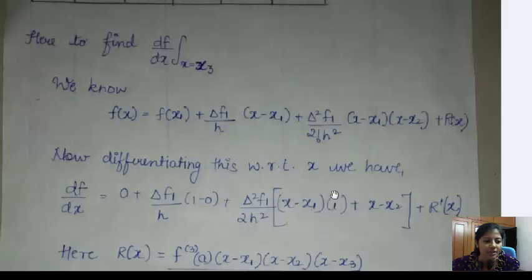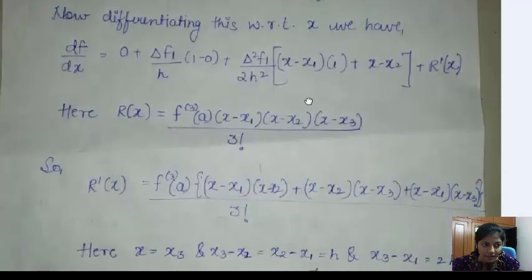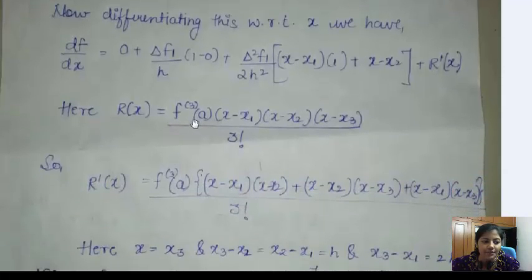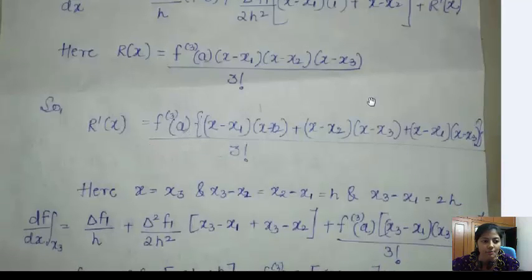Now we'll differentiate with respect to x. As f(x1) is a constant, it is 0, and then we'll differentiate the x minus x1 term, we'll get 1 here. Similarly, differentiating this with the product rule, we'll get (x minus x1) plus (x minus x2). Here now what is R(x)? R(x) is the relative error, which can be represented as f triple dash of a into (x minus x1) into (x minus x2) into (x minus x3) upon 3 factorial. So when we differentiate this, R(x) will give the whole big equation by applying the product rule.